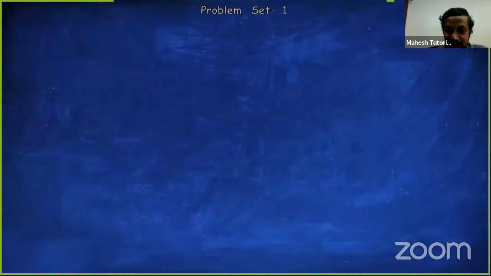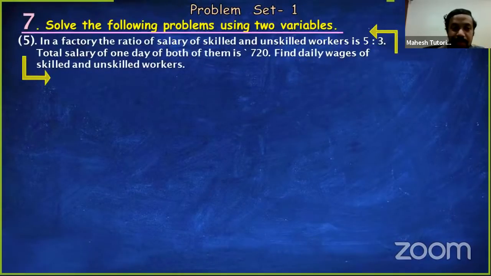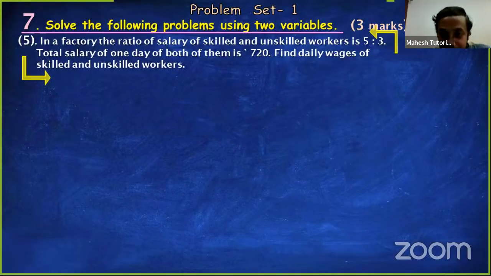Now let us proceed towards the next sum, students. Problem set 1, main question number 7, sum number 5. I want every one of you to read the question. In a factory, the ratio of salary of skilled and unskilled worker is 5 is to 3. Total salary of one day of both of them is rupees 720. Find the daily wages of skilled and unskilled workers.